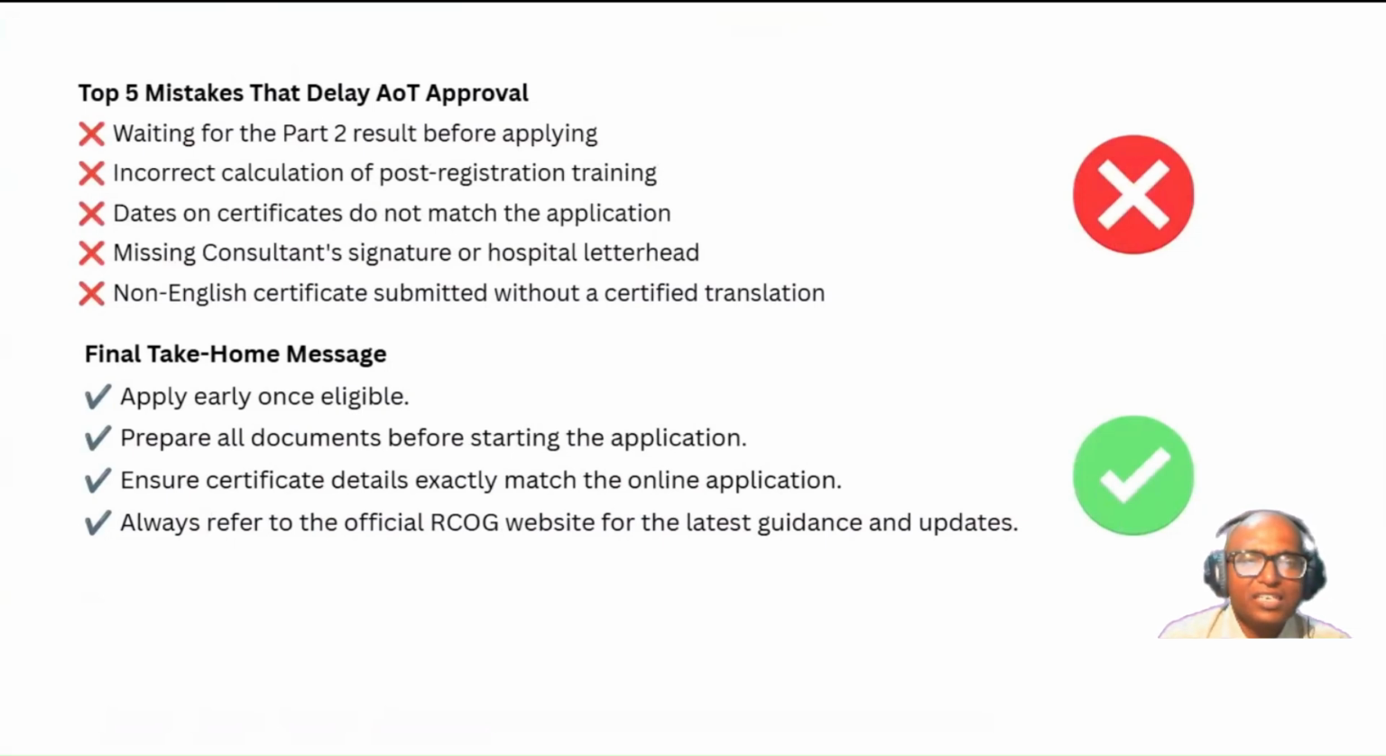Fourth, missing consultant's signature or hospital letterhead, and fifth, a non-English certificate submitted without a certified translation. So whenever you have a translation, it should be certified. Okay. So the final take-home message is: apply early once you are eligible. Prepare all documents before starting the application. Ensure certificate details exactly match the online application, and always refer to the RCOG website for the latest guidance and updates.